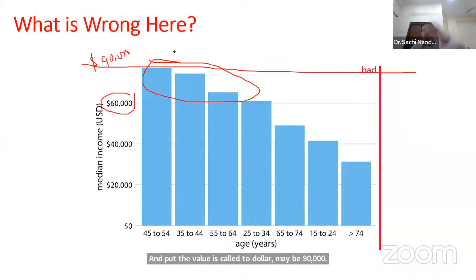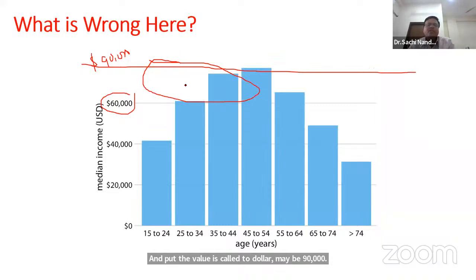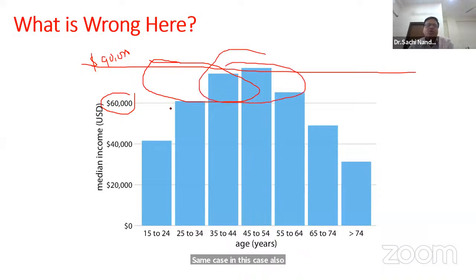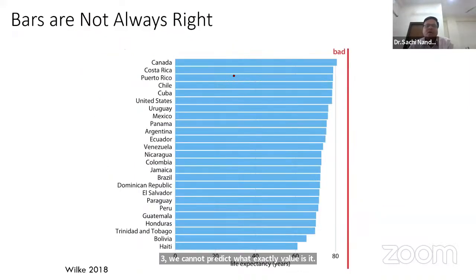So this is called the more precise output you have to do. Same case in this case also. In between these three, we cannot predict what exactly the value is. Now, sometimes what happens, the bars are also not good, right?